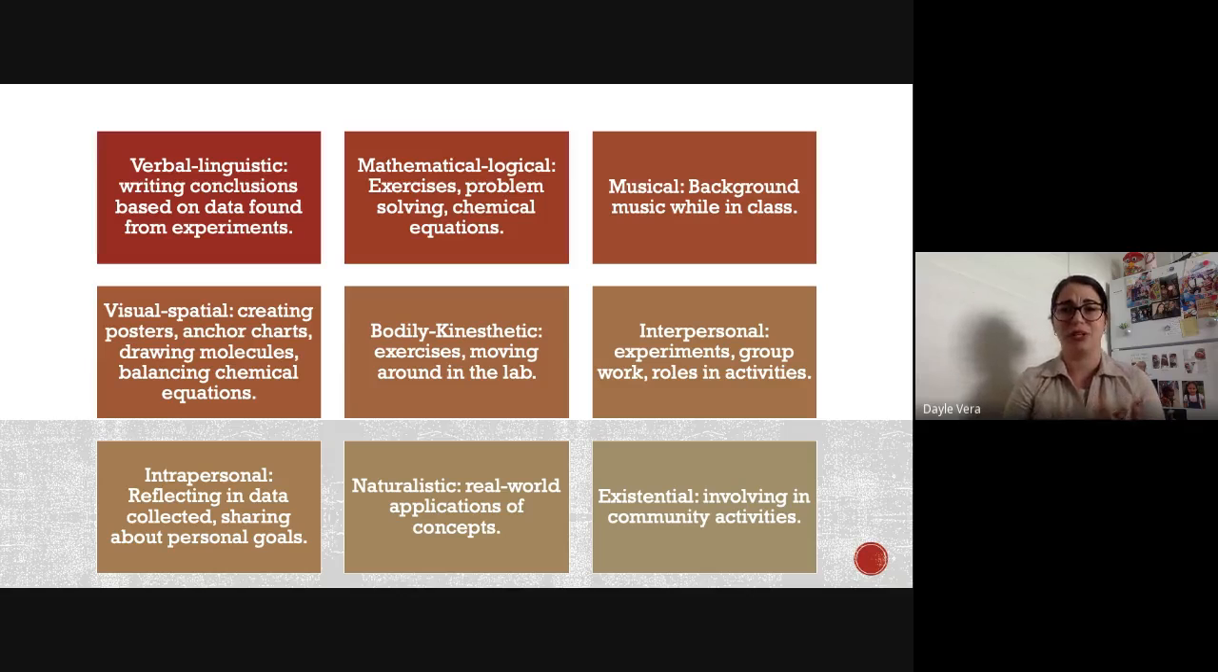Now, this interpersonal intelligence, they are able to implement that by performing experiments, by working in groups, by choosing the roles in activities. So they're able to communicate with others and create the social aspect of interpersonal intelligence. Now, the intrapersonal intelligence, they are more within themselves, and they do this by, for example, I ask them what their goals are after graduation, or what they collected in the data and what it means. So there are many ways to do this as well.